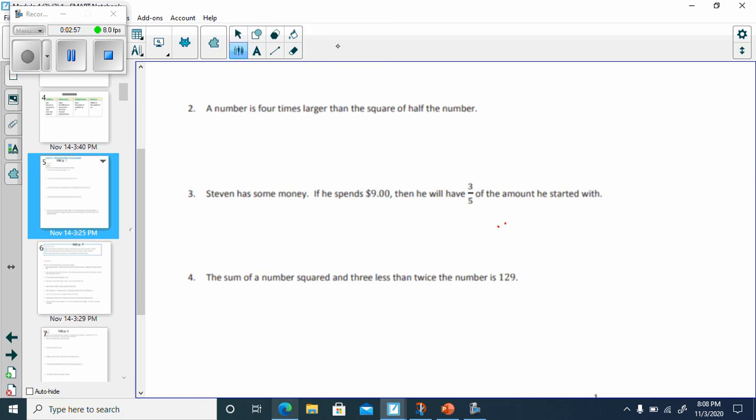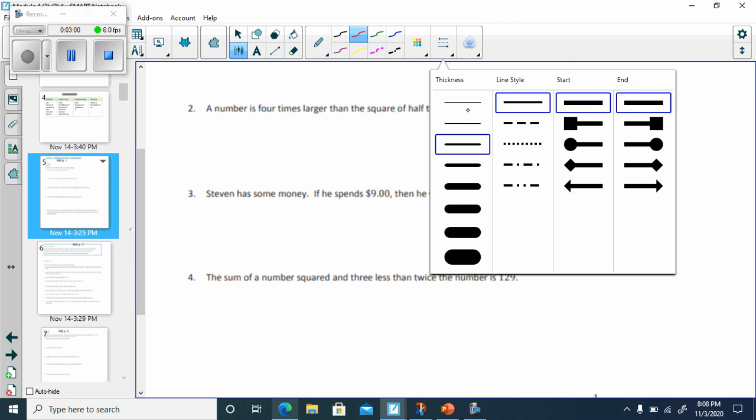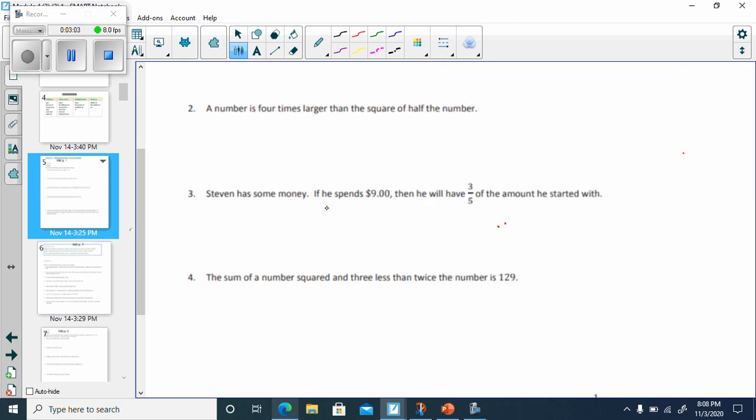If you've got a verbal expression, it says Stephen has some money. If he spends $9, then he will have 3/5 of the amount he started with. We're comparing to the amount he started with, so I'm going to say M is the money he started with. I always use a key so I can keep up with what my terms mean. Okay? All right, so if this is the money he started with, it's M, and he spends $9, what's he going to have? M minus 9.